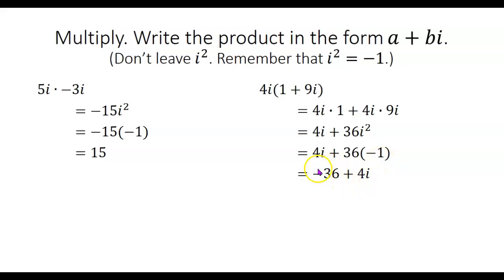And the part without the i, we'll write that in front. So we've got -36 plus the imaginary part, the part that is next to the i, we'll put at the end. So we'll write it as -36 plus 4i. So there's our standard form, our real part, and our imaginary part times i.